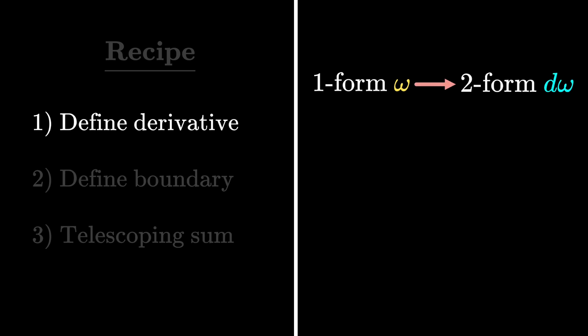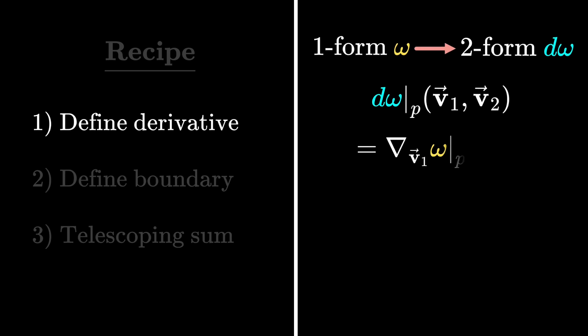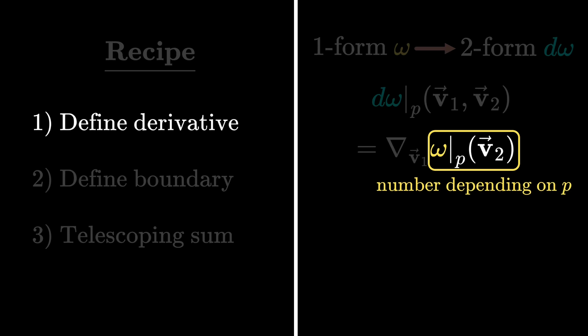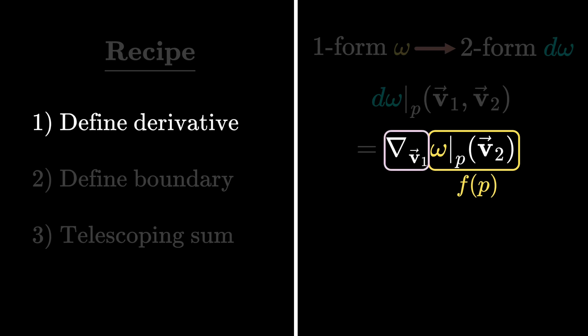First step, define the derivative of a one form. We know this is going to be a two form taking in two vectors, but how exactly is it defined? A good guess is some derivative along one of the vectors. Since omega is a one form, we let it eat a vector and output a number. This number depends on where you are. In other words, omega of v2 is a function of p. Then, take the derivative of this function along v1.